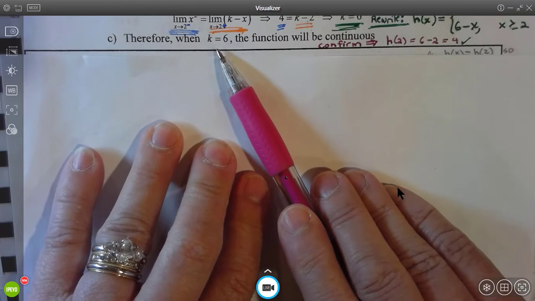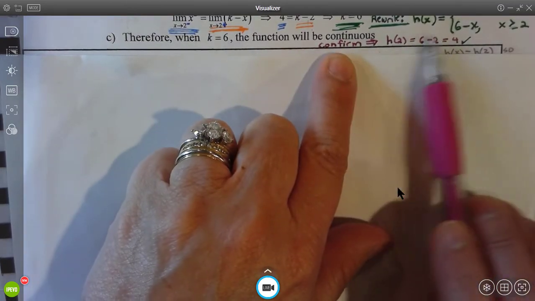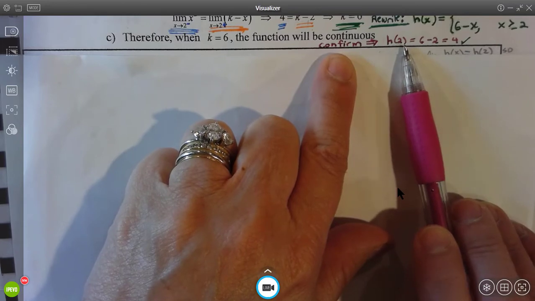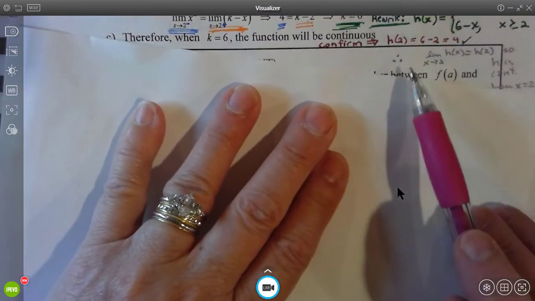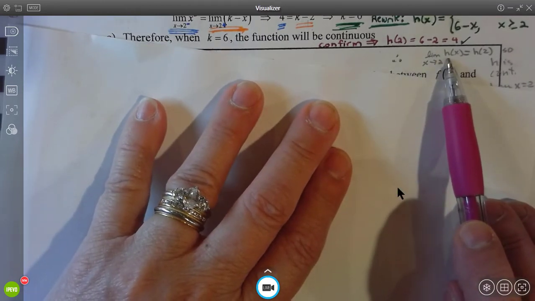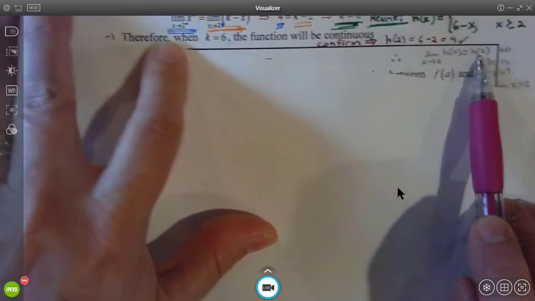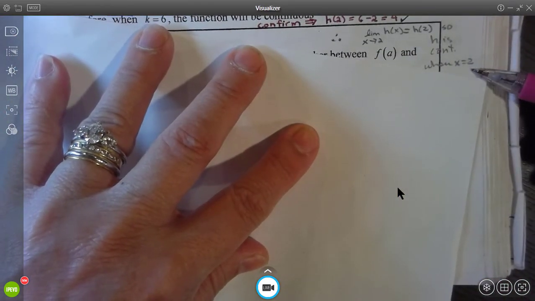Therefore, when k equals 6, the function will be continuous, and we can confirm that by substituting 2 into this piece, and we do get 4. So we would say the limit as x goes to 2 on our function h of x equals h of 2. So h is continuous when x is 2.